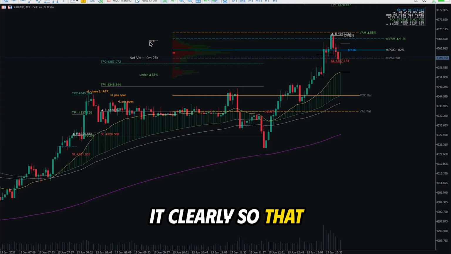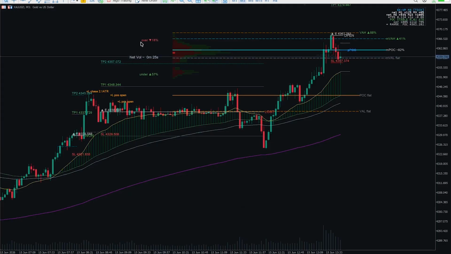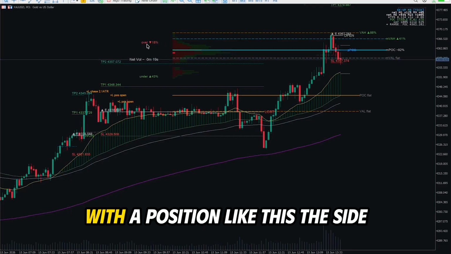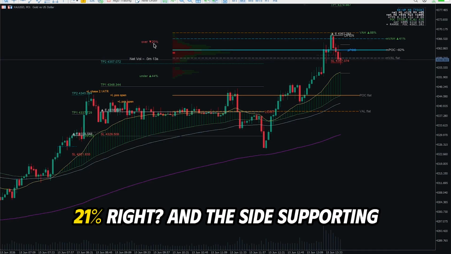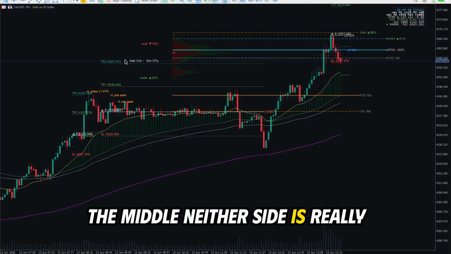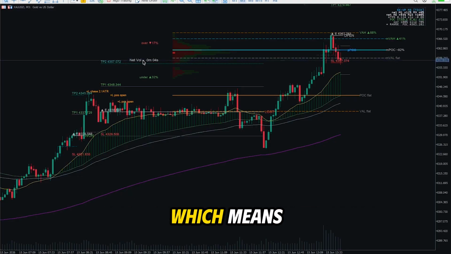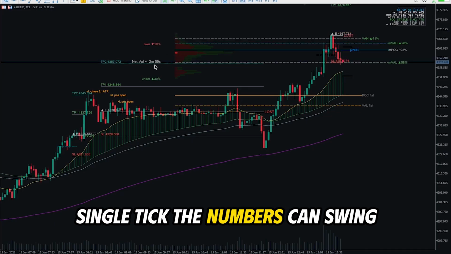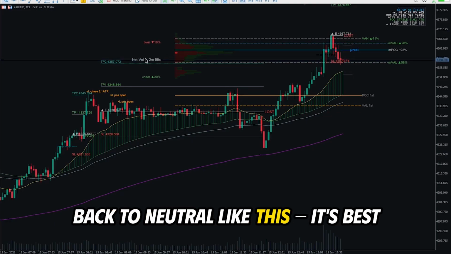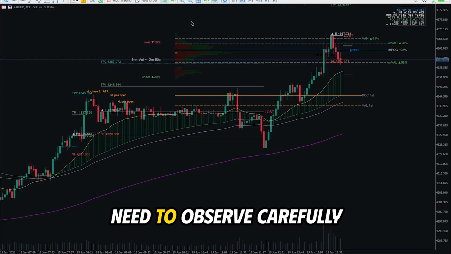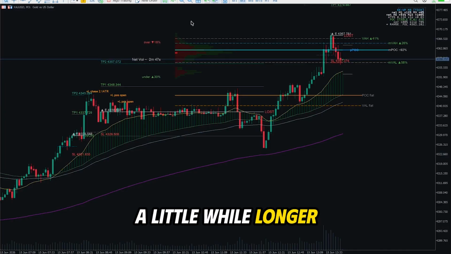I've labeled it clearly so that you can see which side has the upper hand above versus below. With a precision like this, the side pushing down from above is at 17, 18, 21%, right? And the side supporting from below is around the same, so you see this tilde symbol. No side is truly dominant. In just a single tick, the numbers can swing back to neutral like this. It's best not to expect an extreme move toward either buyers or sellers. We need to observe a little while longer.